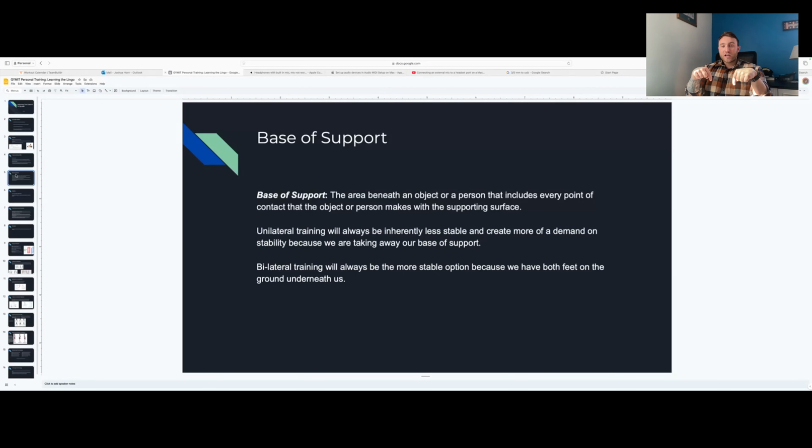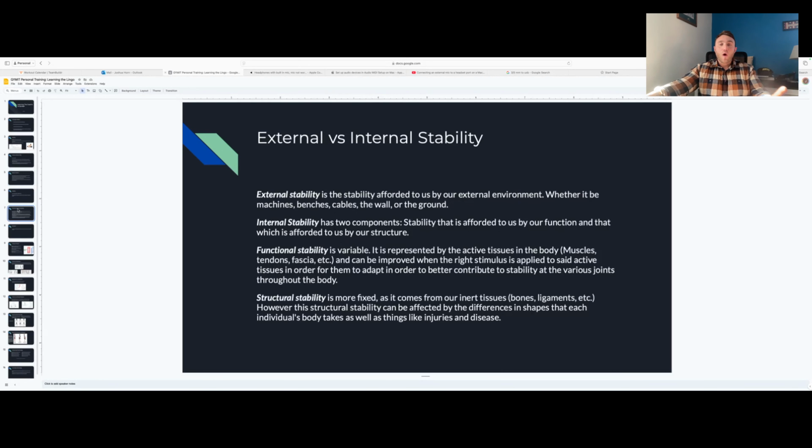It's my butt on the chair. It's my back on the chair. It's my hands on the rest here, right? That's going to alter the amount of internal versus external stability that I require, which is something that we're about to go over in a second, right?